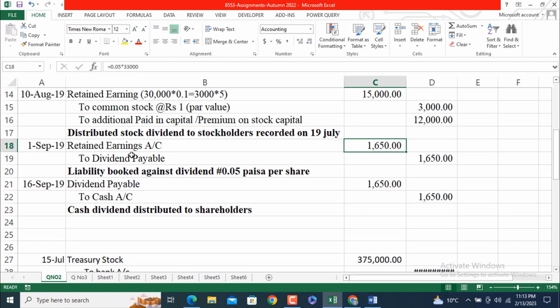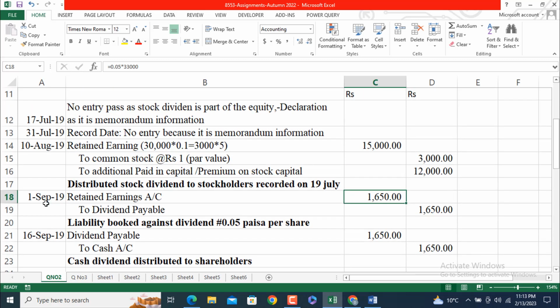What is the logic in my mind to pass this entry regarding 33,000? Because the number of shares on 1 September 19 was 33,000. So I assume that we are going to distribute this cash dividend of 1,650.